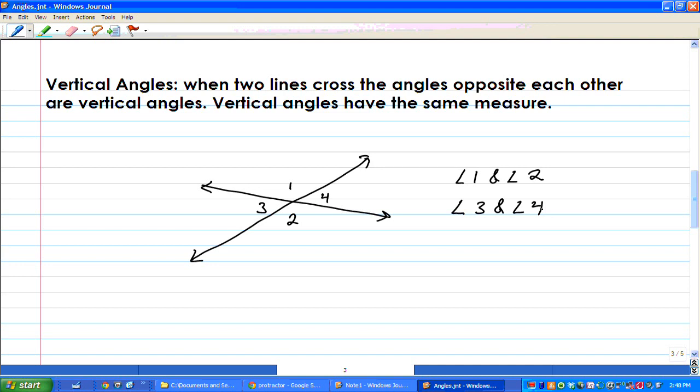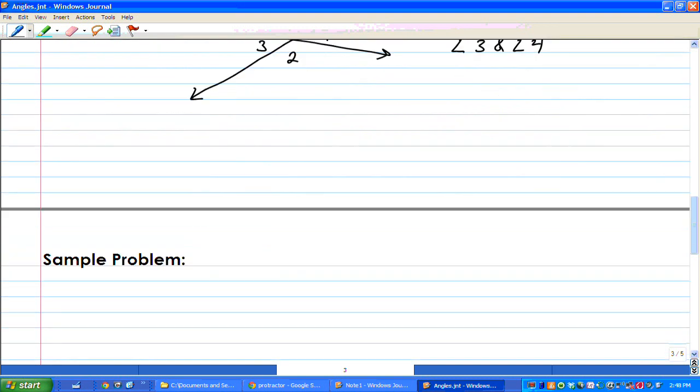Now the interesting thing too here is if you look at 1 and 4, what kind of angles are those? We just learned about them. You should have said, oh, I know, those are supplementary. Yes, those are supplementary. They add up to 180 degrees. All right, let's try a problem.